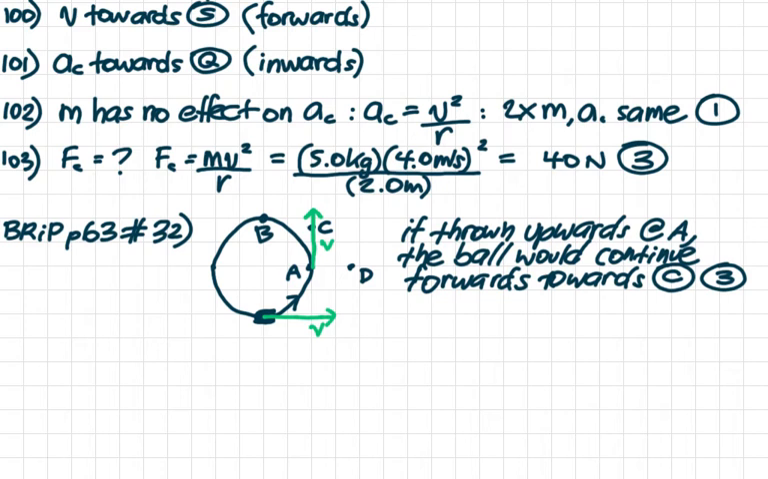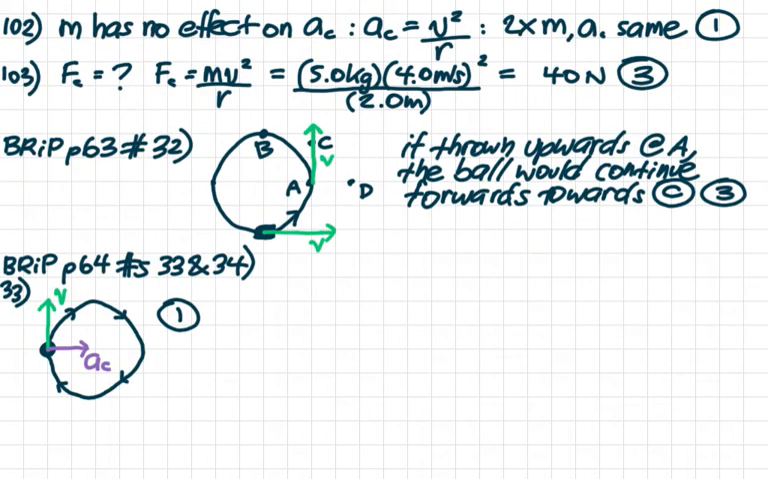All right, next. We have page 64, number 33. We have a ball moving in a clockwise circle. The ball is at the 9 o'clock position. And it says, which way does the velocity and acceleration point? Acceleration is inwards and the velocity is forwards. We've done that a few times already. That leaves us with choice 1.